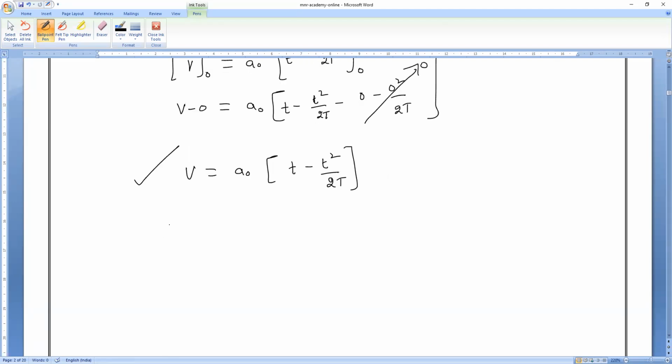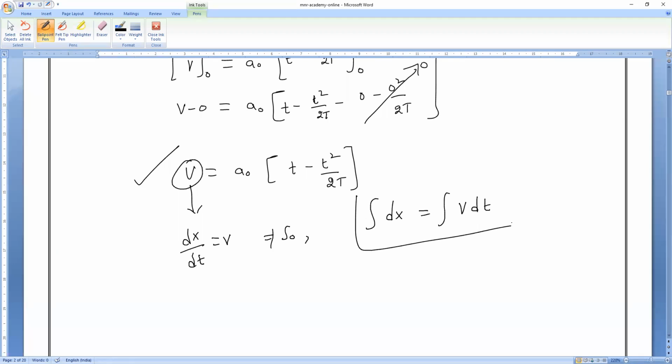But we want average velocity. Average velocity means we need something. What we need? Distance. So we all know velocity is equal to dx by dt. So dx by dt is equal to v. So I will say integration of dx, this dt will come this side, which is equal to integration of v dt. Is it right or wrong?